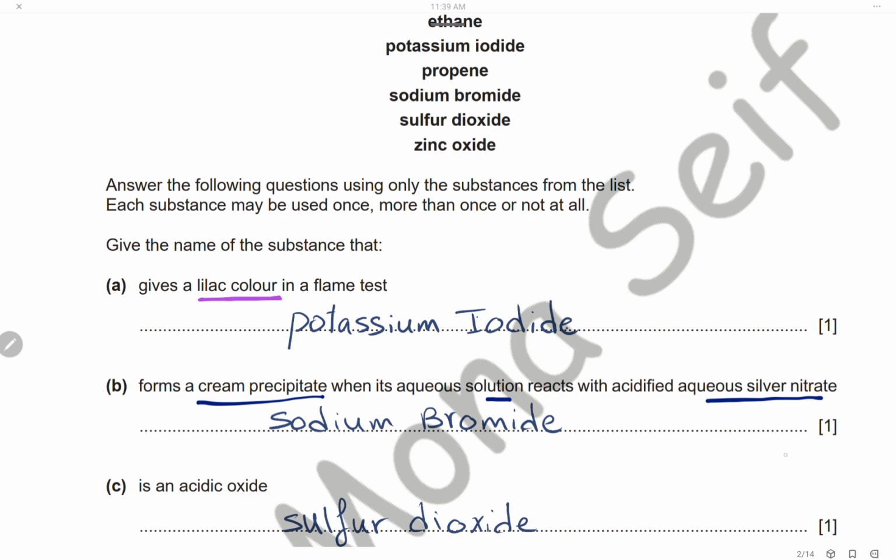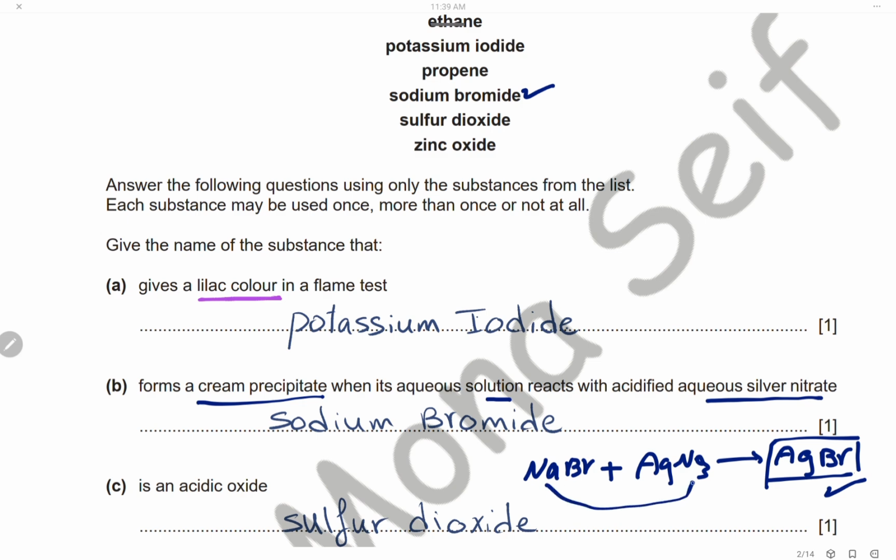The cream precipitate here is silver bromide. So we will search for an aqueous solution that reacts with silver nitrate to form silver bromide. Of course, a solution must contain bromide ion. Here we have from the list sodium bromide. So sodium bromide will react with silver nitrate to form the precipitate silver bromide, which has a cream color, and of course sodium nitrate will be formed also. Here the answer will be sodium bromide. This is the aqueous solution that can react with silver nitrate to form a cream precipitate, silver bromide.